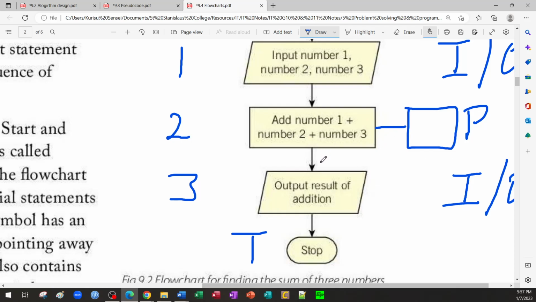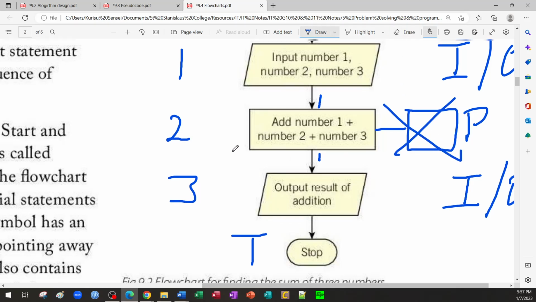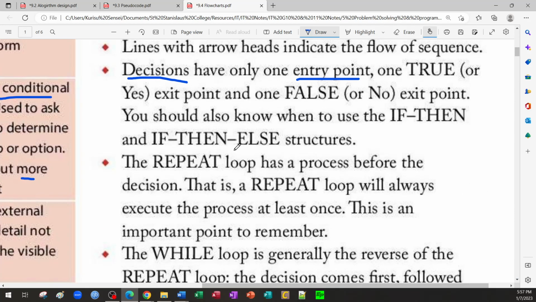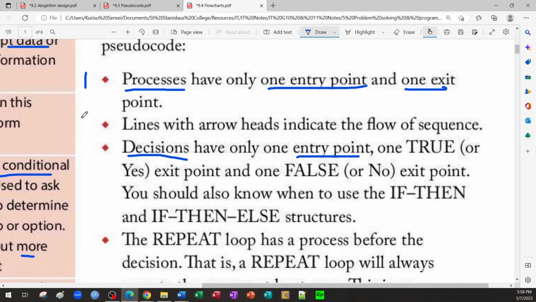So there's nothing to test whether I should go left or right or whatever. So whenever you see a process symbol, it should only have one entry point and one exit point. There should not be a second or third or fourth. There will always be one in, one out. The second rule, lines with arrowheads indicate the flow of sequence. Well, we already know that. The arrowheads indicate the flow of sequence.